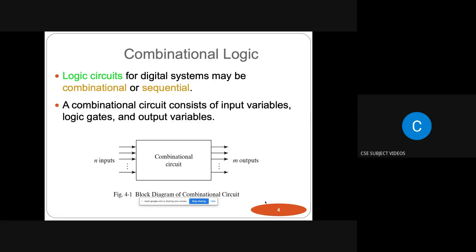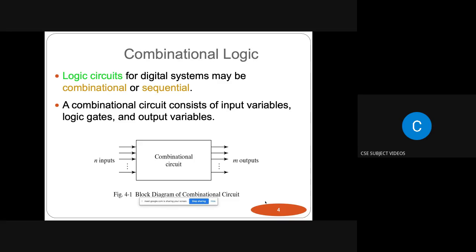Combinational circuit. First, digital system. A digital system is a system which processes binary information, and this digital system is classified into two types. One is the combinational circuit and the other is the sequential circuit. Sequential circuit is further classified into two types: synchronous sequential circuit and asynchronous sequential circuit. In today's class, we are going to concentrate on the topic combinational circuit.